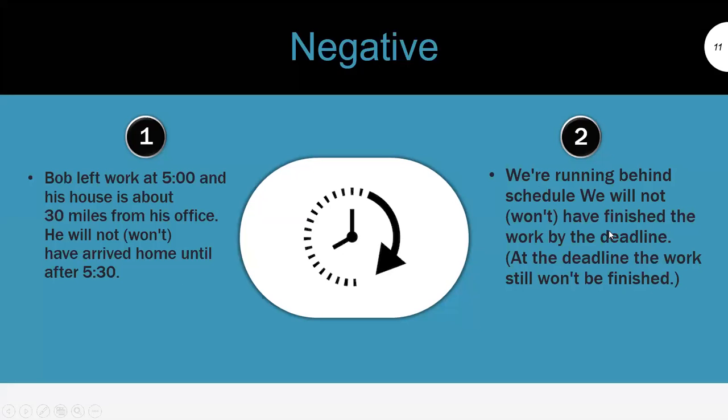When is the deadline? For example, the deadline is today in the afternoon at 3 o'clock. Oh no, 12 o'clock. And then we are running behind schedule. I think we will not have finished the work by the deadline. When is the deadline? 12 o'clock. No, we can't finish it yet. Understand? That is in negative.